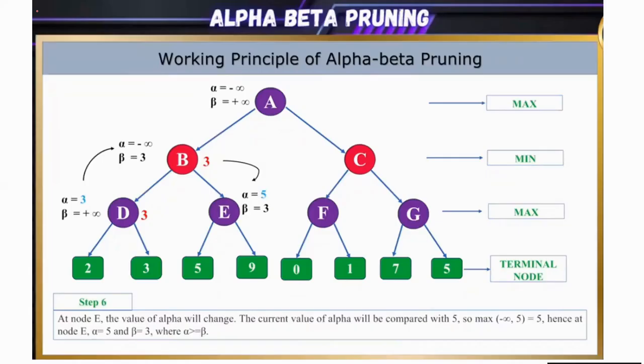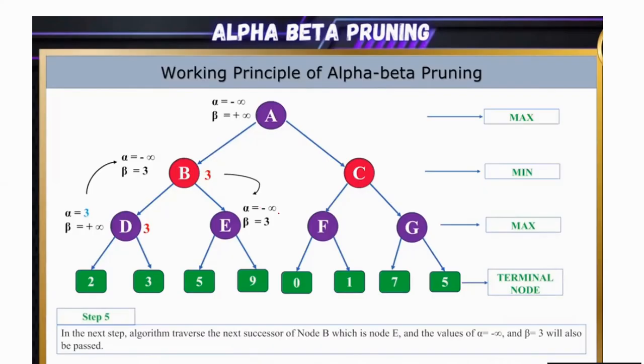Now step number 6. At node E, the value will be changed. The current value of alpha will be compared with 5. Now see here, I came up to here, right? In the previous slide, I had alpha equal to minus infinity, beta equal to 3. Here what do I want to find out? Max. That means I want to update the alpha value. Beta value, no change. If I want to update the alpha value, I have to compare 5 or 9 first.